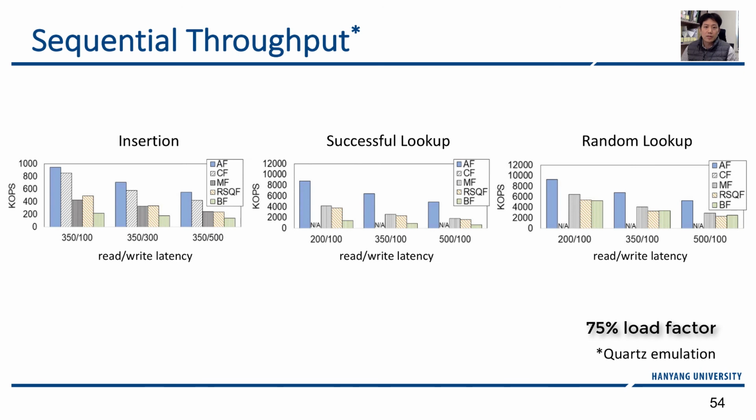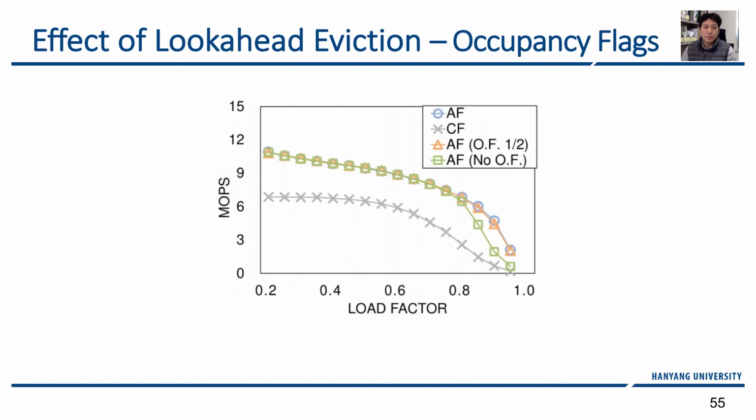We also evaluate the 5 filters with varying read-write latencies emulated by Quartz. In all latencies, AniFilter shows higher performance than other filters. Now we separately measure the effect of lookahead eviction. We measure the throughput with and without lookahead eviction. We also run the experiment with occupancy flags reduced to half so that 2 consecutive buckets share a single occupancy bit. Here you can see that with only half the size of occupancy flags, the throughput improvement is substantial.